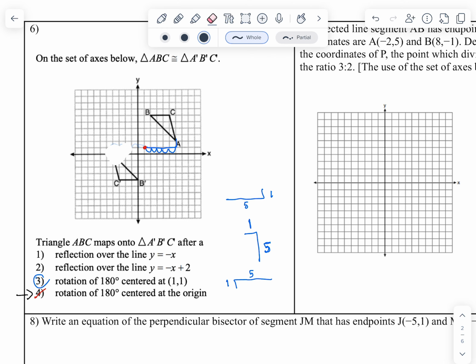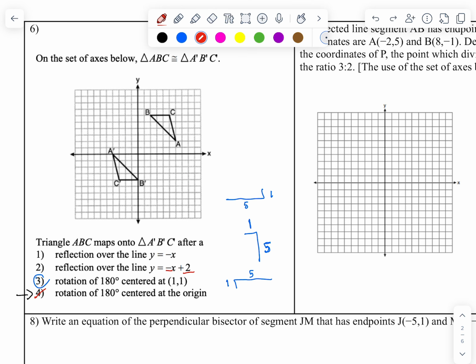We can check out the other ones and see why they wouldn't work. So in answer choice number 2, a reflection over the line y equals negative x plus 2. I'm going to graph that line. The y-intercept is 2. The slope is negative 1. So down 1, left 1, down 1, left 1. And I'll get some points in the other direction. And I think we can see that that's not the line that's going to flip over, right? You're probably visualizing that if it was going to be a reflection, it would have been something like that.